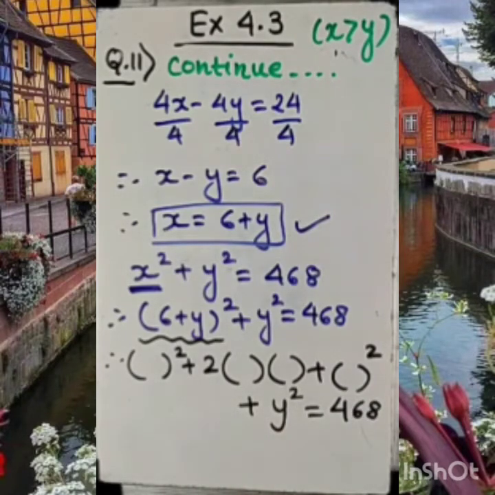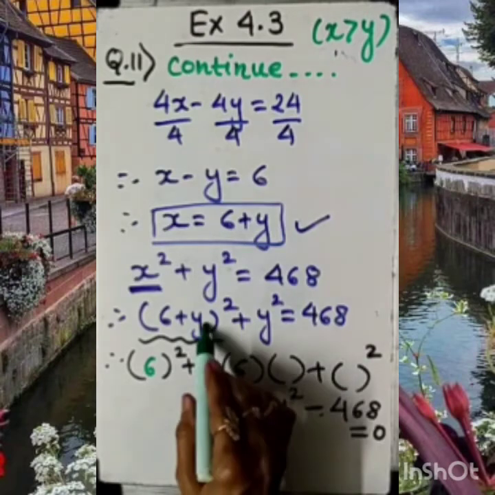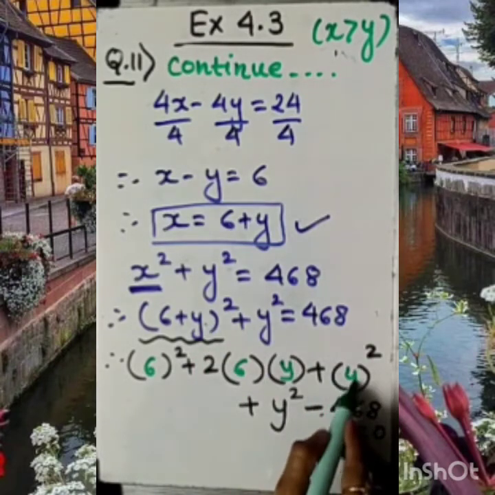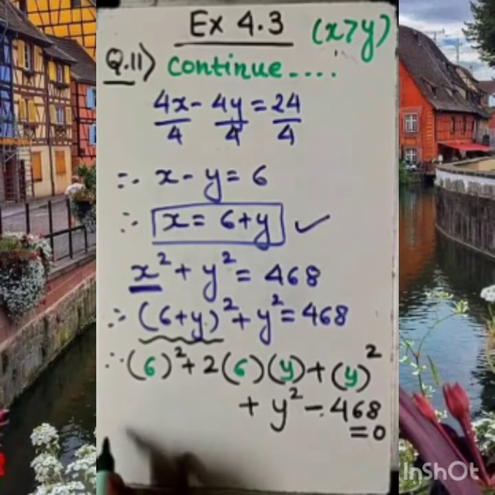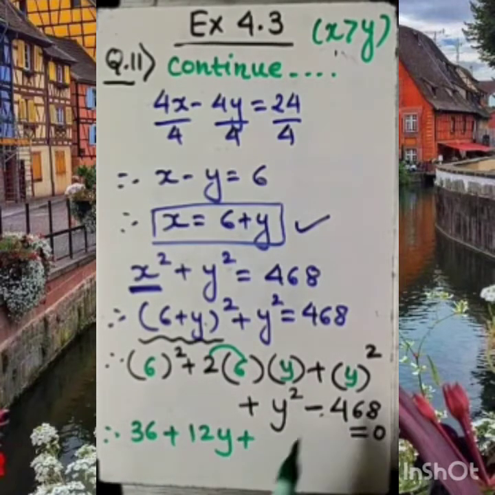If not, then I can bring this 468 to this side, so it will become minus 468 equal to 0. So dear student, the value of a is 6 and the value of b is y. The simplification will be 6 square is 36, plus 2 times 6 times y is 12y, plus y into y, that is y square, and this is also y square.